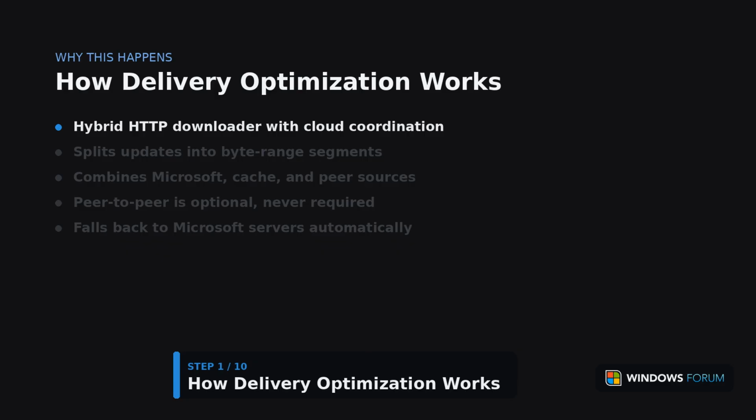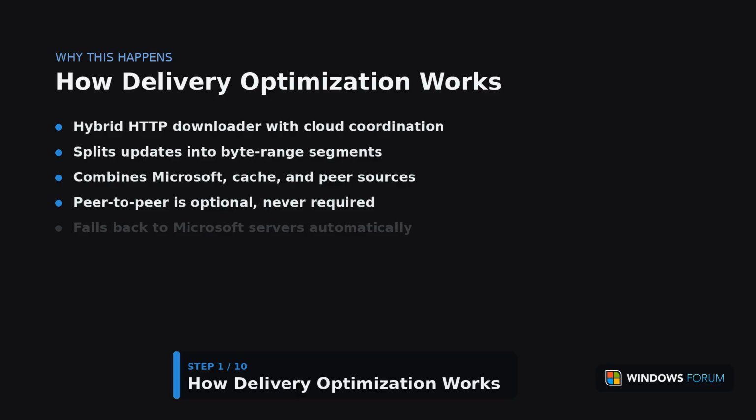Before you change any settings, it helps to know what Windows is actually using. Delivery optimization is not just a limiter. It is a hybrid downloader that can fetch update pieces from Microsoft servers, a connected cache server, or nearby peers, then merge those byte range segments into one file. That means your PC always has a normal Microsoft download path available, and peer sharing is just an optional layer on top. If peer data cannot be verified, Windows falls back to direct HTTP instead of trusting it.